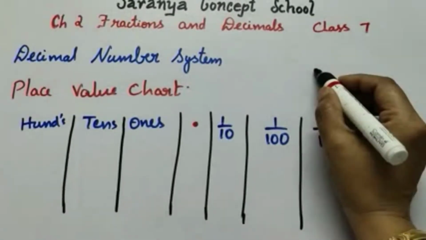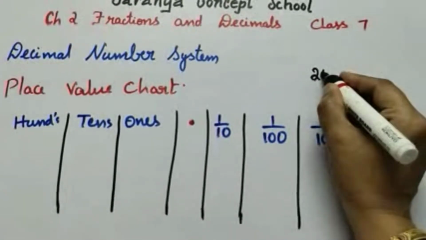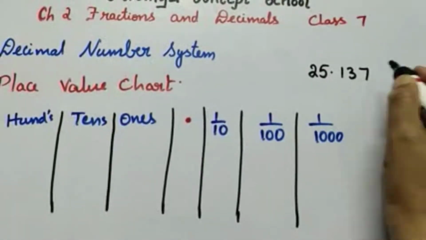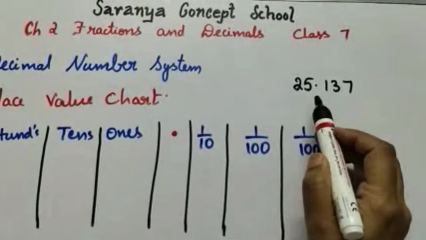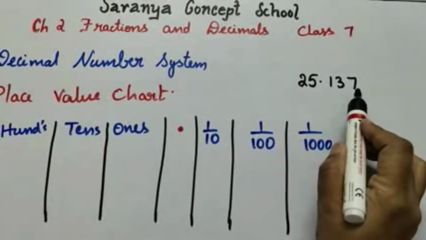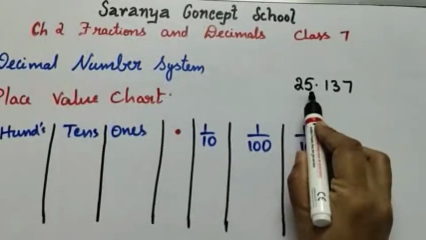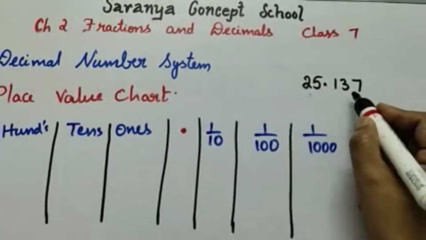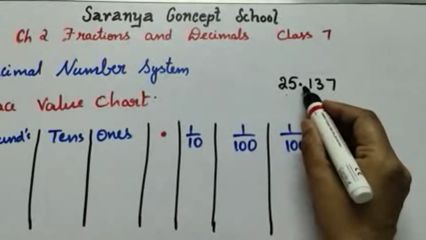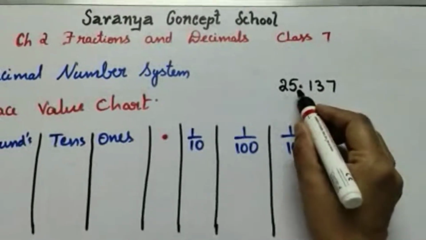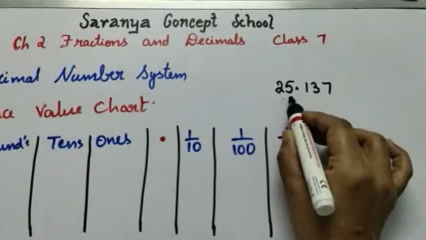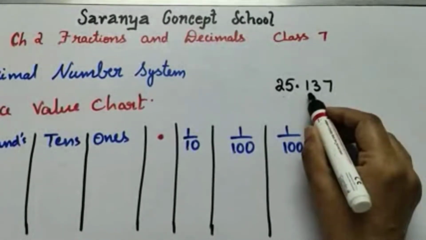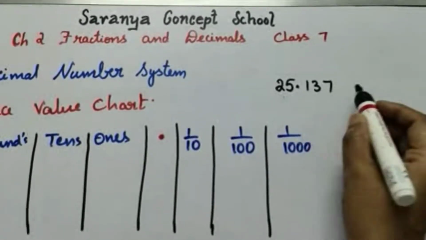For example, if you have the number 25.137, okay? As I told earlier, the definition of a decimal number is that to the left of the decimal point you will have a whole number. The whole number and the fractional number are separated by a decimal point, right? So the left side of the decimal point is the whole number part, and the right side of the decimal point is the fractional part.